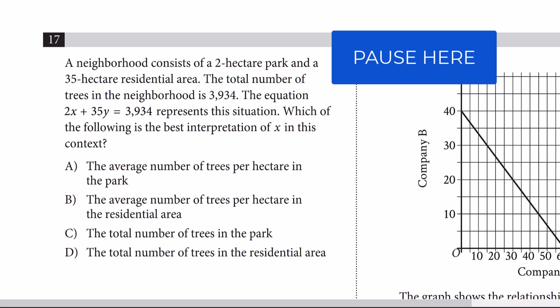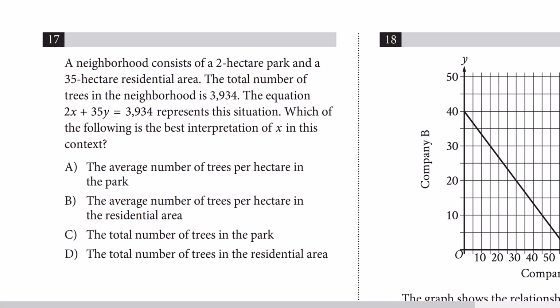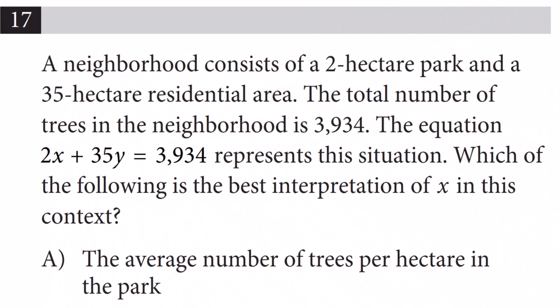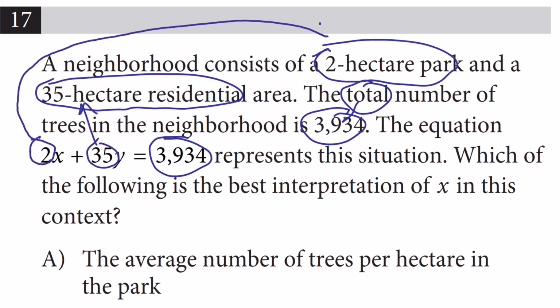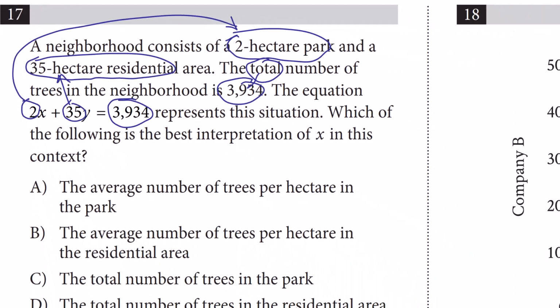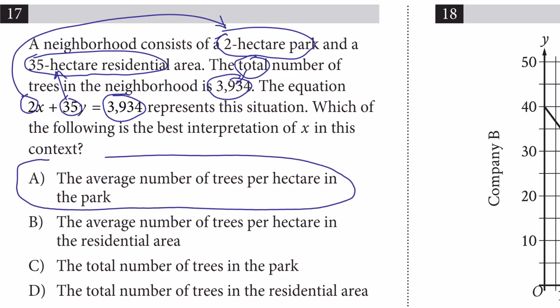Question 17. Go ahead and pause the video, read the question, solve it. So let's take a look at what these numbers mean here. The 3934, that's the total number of trees, right? It says that right there. So we're measuring how many trees there are. You've got a 2-hectare park and a 35-hectare residential area. So the 35 is the residential area, the 2 represents the park. And again, since we're counting up the number of trees, the x and y's have to represent the number of trees in these areas. So the answer is going to be A.